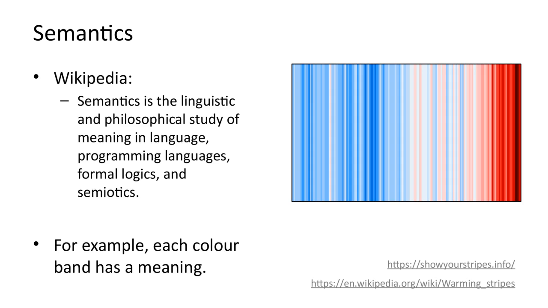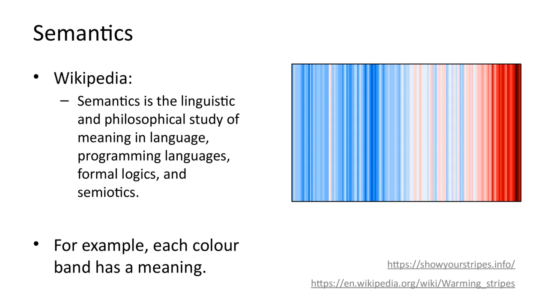Semantics is the linguistic and philosophical study of meaning in language. Such languages include programming languages and formal logics. Consider the semantics of this image. When we look at this image, we see a bunch of colored stripes. But there is a meaning behind those stripes.